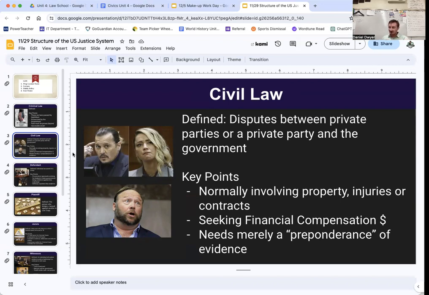So if you get in a car accident, you'll probably go to a civil case if you need to pursue damages or have the other person pay for your medical bills if they are refusing to. It's seeking financial compensation, and this one doesn't have as much that you need to prove, merely a preponderance of evidence. So there can still be some reasonable doubt, but it's just easier to prove civil law than criminal. You don't need to have all the jurors agree in civil law.